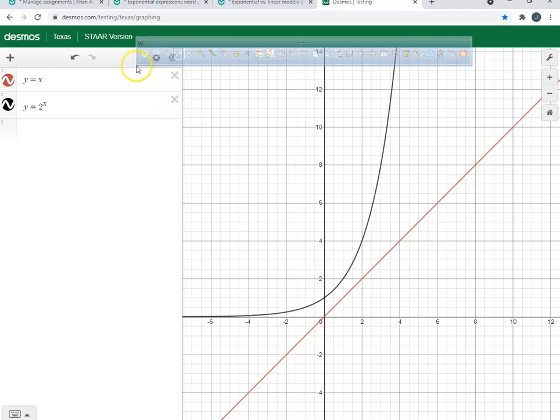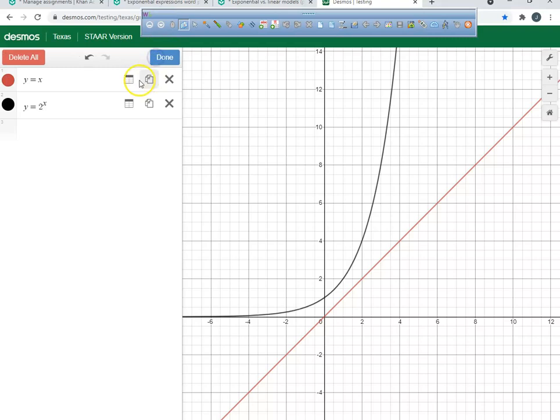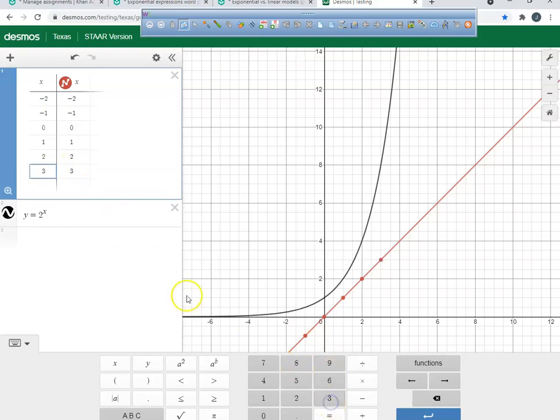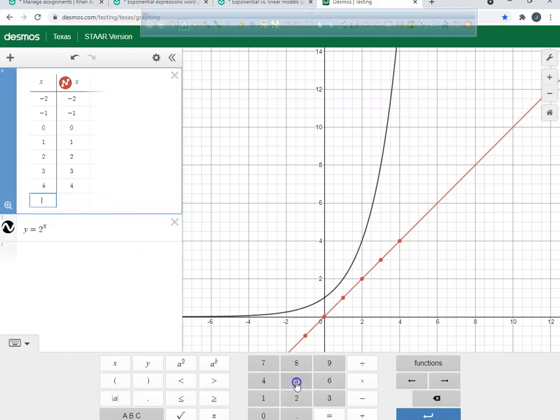Okay, so if we look at the tables, you can see the difference. You'll notice all these are going up by ones every single time. If I type in a 3, you got a 3. I type in a 4, you got a 4. Type in a 5, it goes up by 1. You can see it as it's plotting it.